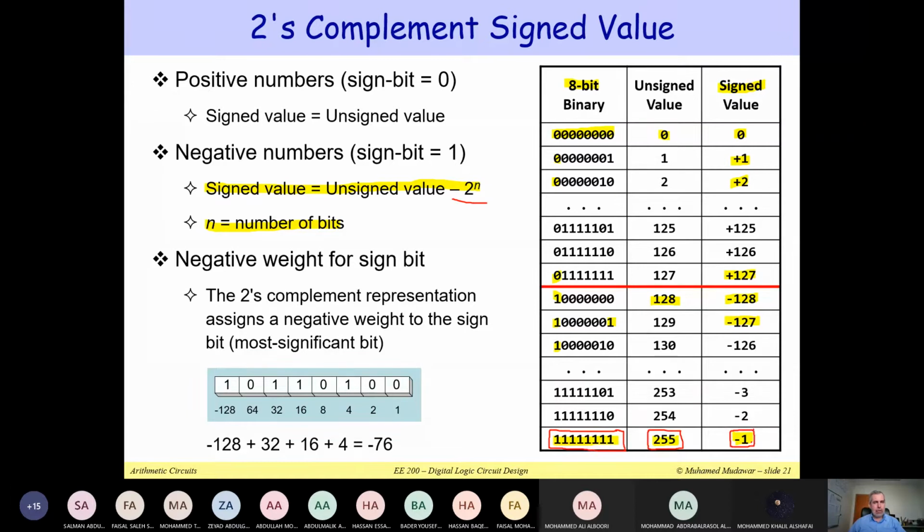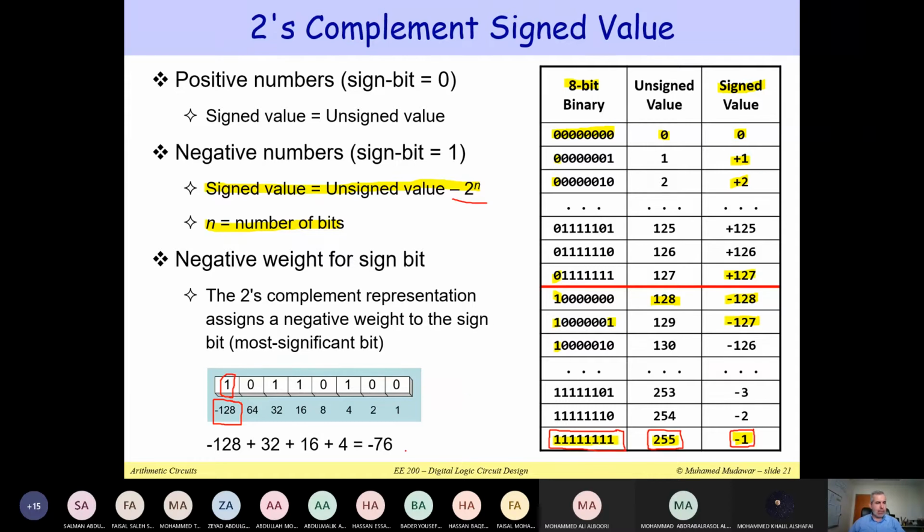So that's one way to determine the signed value from the unsigned value. Another way is to indicate that the weight of the most significant bit, this bit here, will be negative. So it will have a weight which is -128 because we are dealing with 8-bit numbers. So n here is equal to 8.